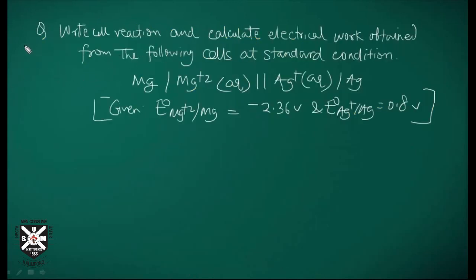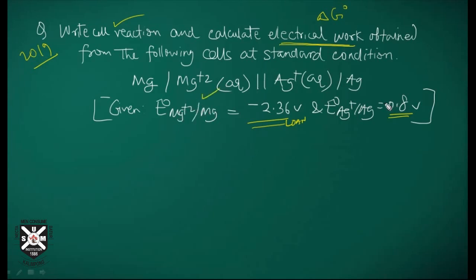Let's see another question from 2019. You have to write the cell reaction and calculate the electrical work. Now what is electrical work? This is delta G, the electrical work obtained from the following cells at standard conditions. Now comparing these two values, you can clearly see that magnesium will be on the left hand side and it will follow Lone rule. Magnesium will undergo oxidation and it will become the anode.